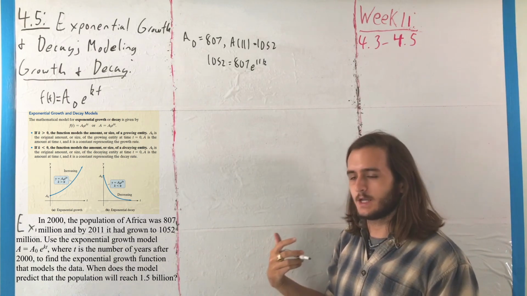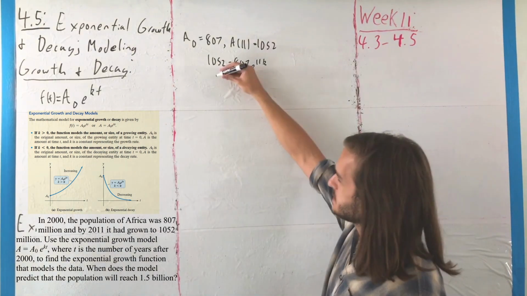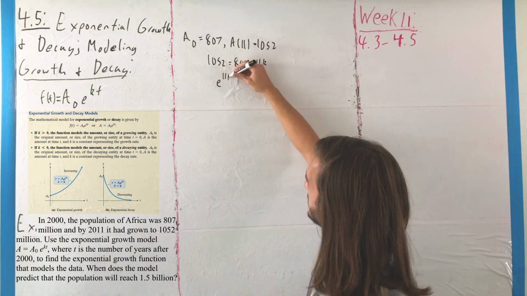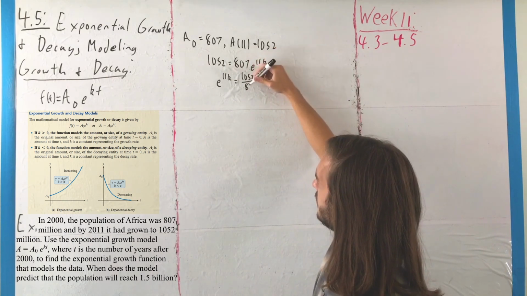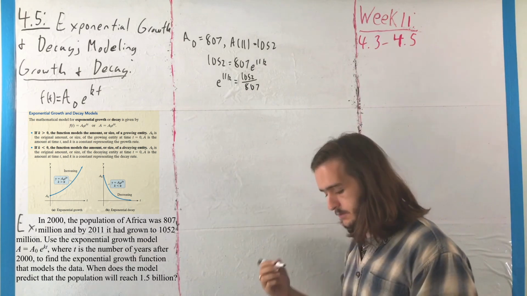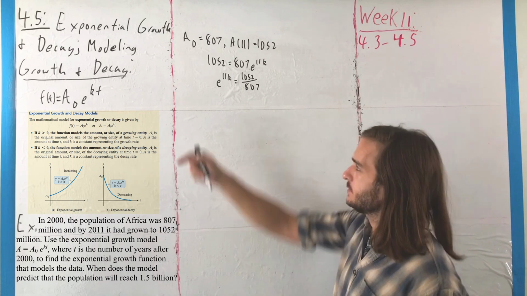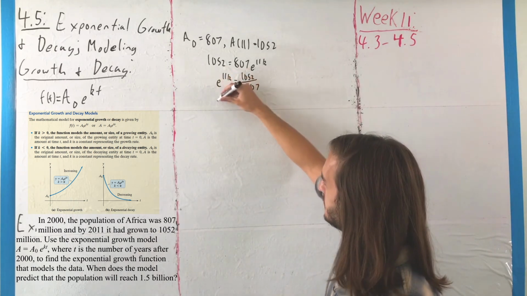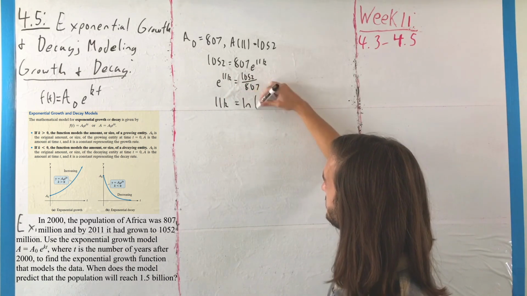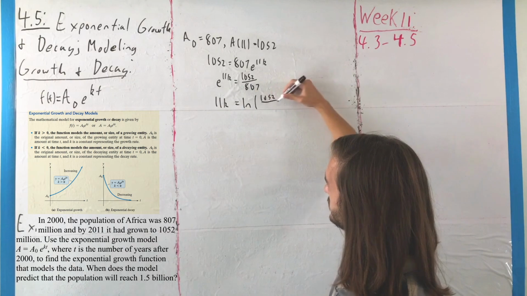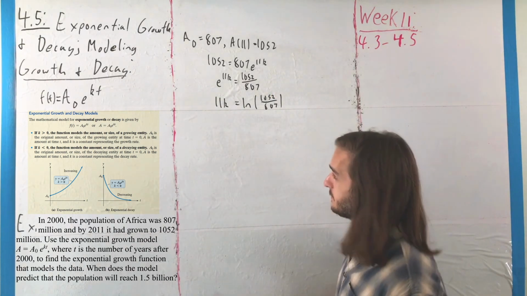We're going to pull things around, take the natural logarithm to get rid of those e's. What's going to end up happening here is we have e to the 11k is equal to 1052 over 807. Then we're going to apply a natural logarithm to both sides. We've done this a bunch of times, so I'm not going to write that whole step out here, but if you apply a natural log to this, what you'd be left with is 11k, and on the other side, you'd have the natural logarithm of 1052 over 807. Just throwing in that natural logarithm to help ourselves out.